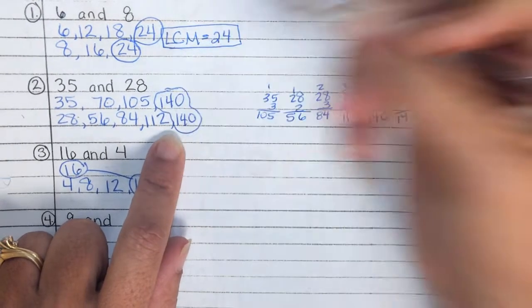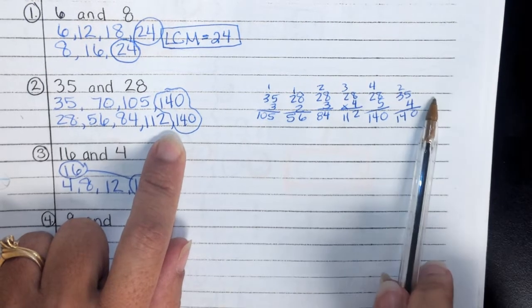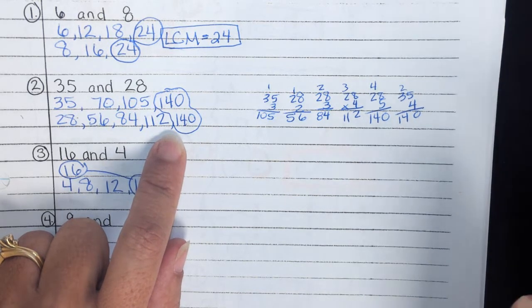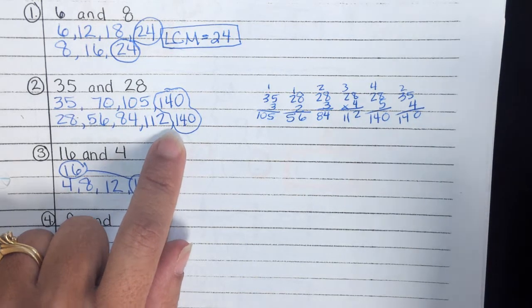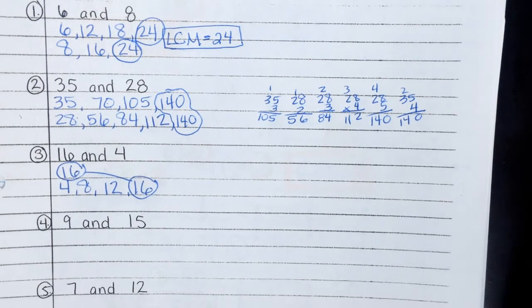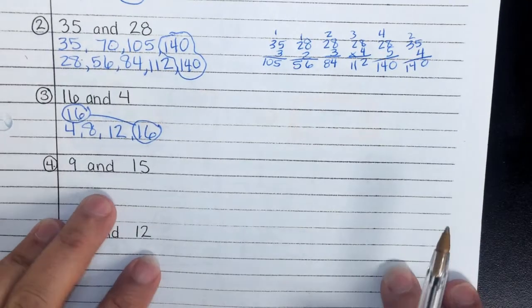Now, I will say, if you're way down here and you still don't have an answer, something's probably wrong. Unless you write gigantic, okay? I'm going to give you a hint. Well, I'll give that hint in a minute. How about number 4? I kind of rushed. How about number 4? 9 and 15.